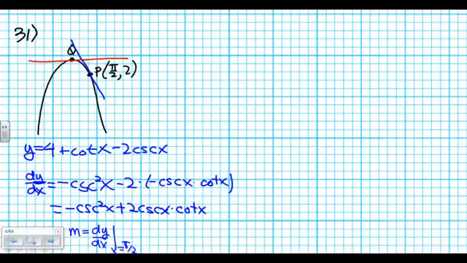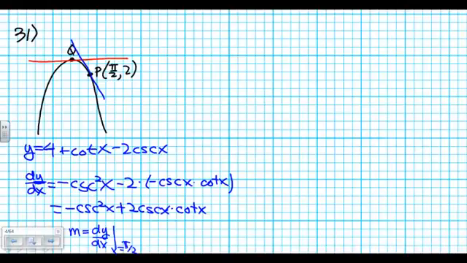Who has a question? Yeah. How come you don't do the product rule for -2 cosecant? Because 2 is a constant multiplier. I could do the product rule. It won't matter because when I take the derivative of the first, the derivative of 2 is 0. So I get 0 times the second, which means it will go away anyway.